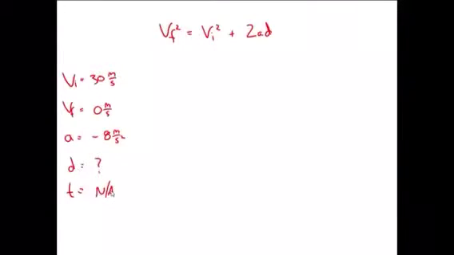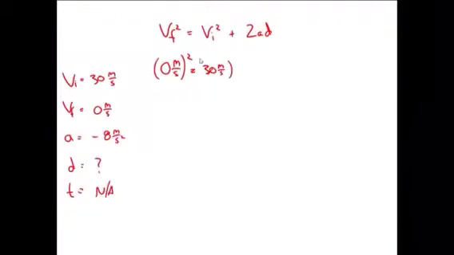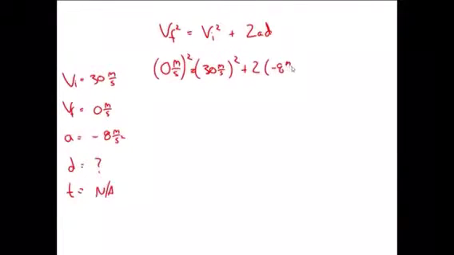Feel free to press pause and see if you can solve this problem on your own. I'm going to work right through it, though. So we have 0 meters per second as my final velocity, and that's going to be squared. And I think you can see that's going to be 0. We have the initial velocity of 30 meters per second. That too is going to be squared. We're going to be multiplying that by 2 times the acceleration, -8 meters per second squared, times the displacement. Let's start crunching numbers here.